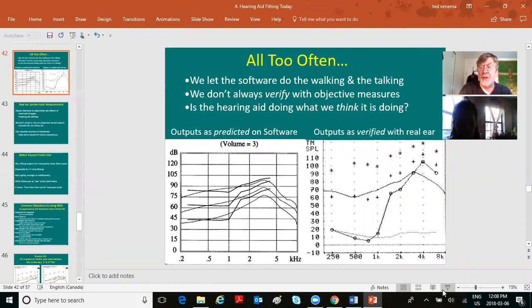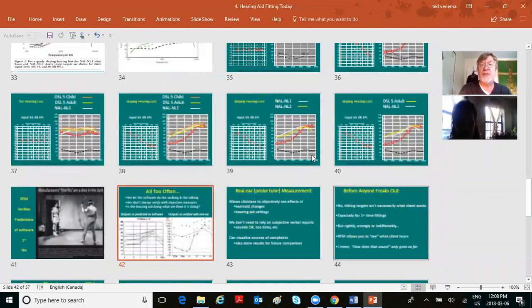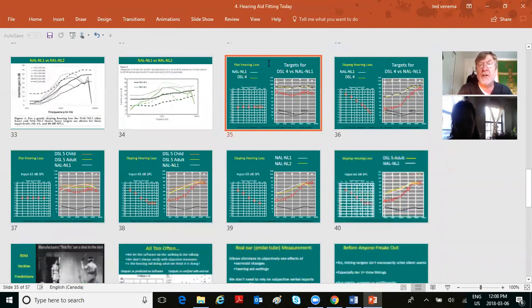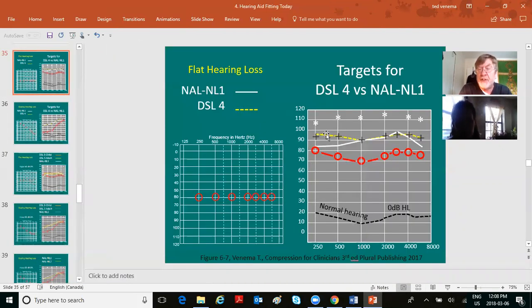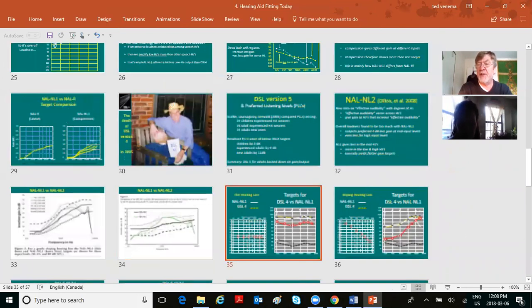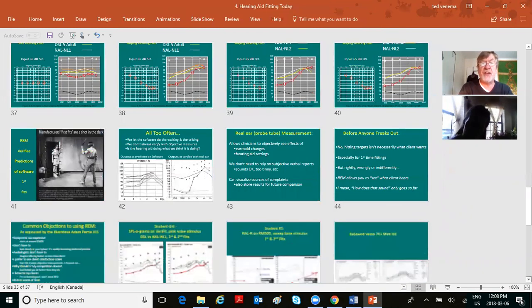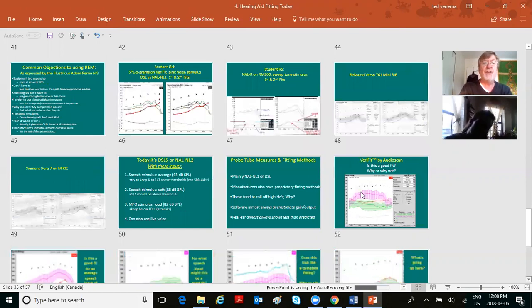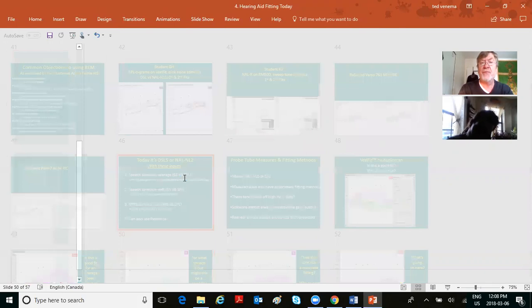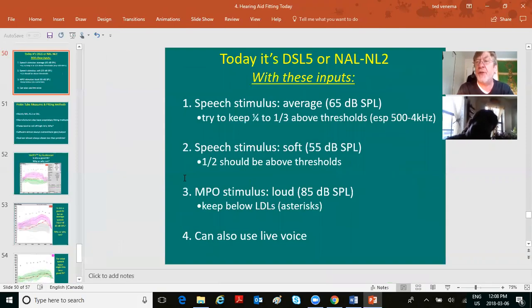And you can see other examples of that too. I mean, DSL-4 is a bit of a power hog. Look at this picture. Targets in the middle, in the middle, okay? Today, we no longer do that. Today, you want the target output for average inputs to be sitting about a third above the bottom, or a third above the thresholds.